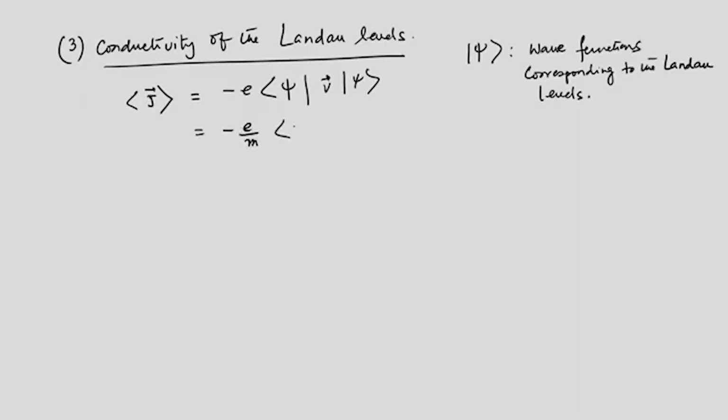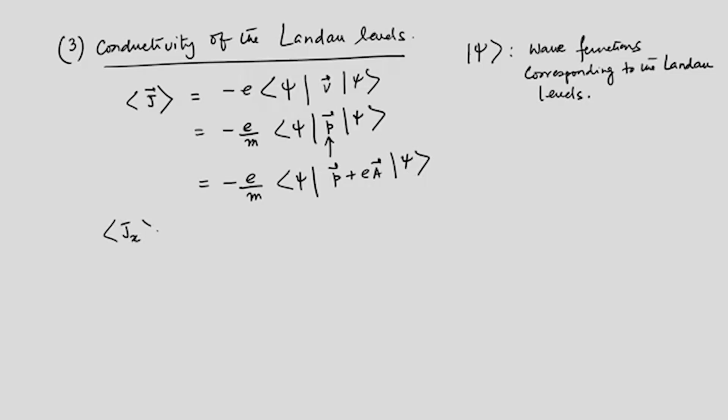e by m times psi, p, psi, and now this p in presence of a magnetic field is not just the momentum, but this is equal to p plus eA, which is what we have learned. So this has to be changed in presence of a magnetic field to p plus eA, where A is the vector potential, and you have to take the expectation value of that. Now let's say we talk about Jx, that is the x component of the current. That means that we are talking about a vector potential which is in the x direction.